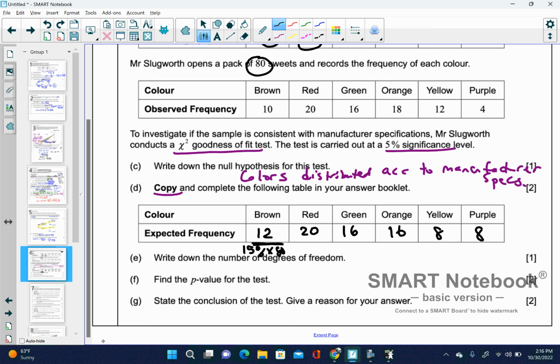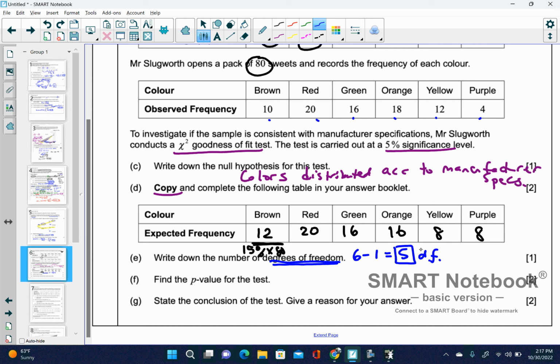For the next one, find the degrees of freedom. Just to refresh your memory, all you have to do for degrees of freedom is take the categories that we have. So there are 1, 2, 3, 4, 5, 6 categories. You take the categories, which is 6, and subtract 1. So 6 minus 1 is going to give us 5. So the degrees of freedom is going to be 5. Good.